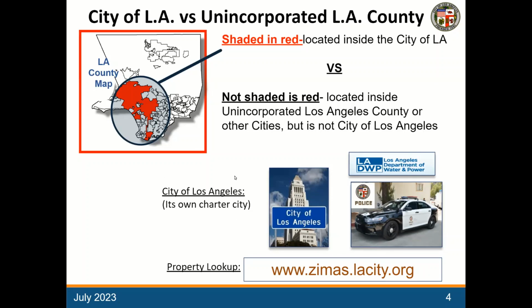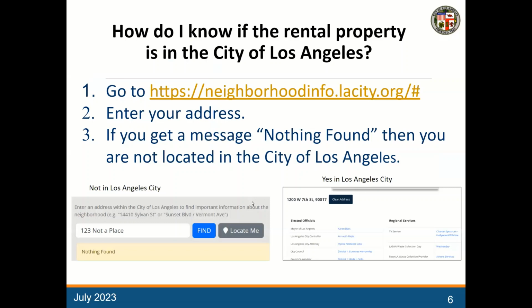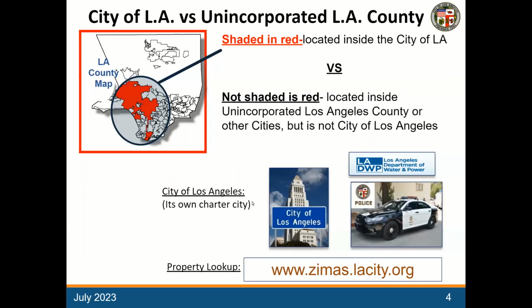There is a more specific way to confirm that you are in the city, and that is by going to the website at cemas.lacity.org. When you go to that website, you will be able to enter your address, and if you find information on your address, it means that you are in the city.